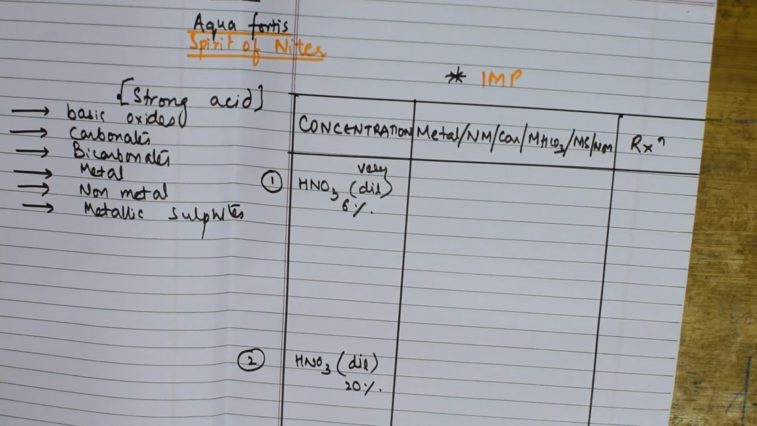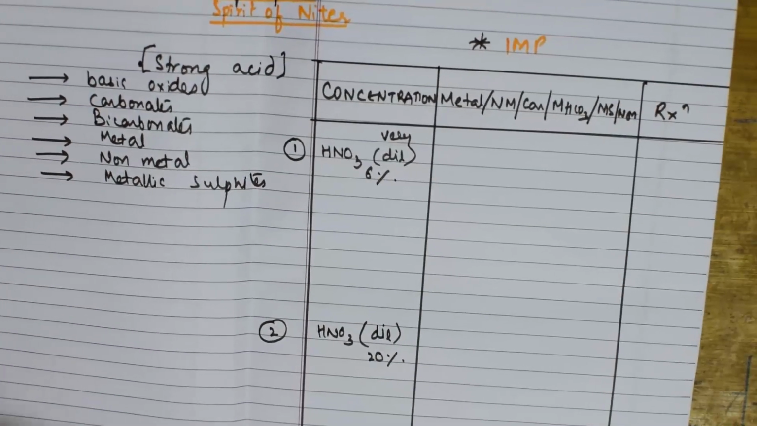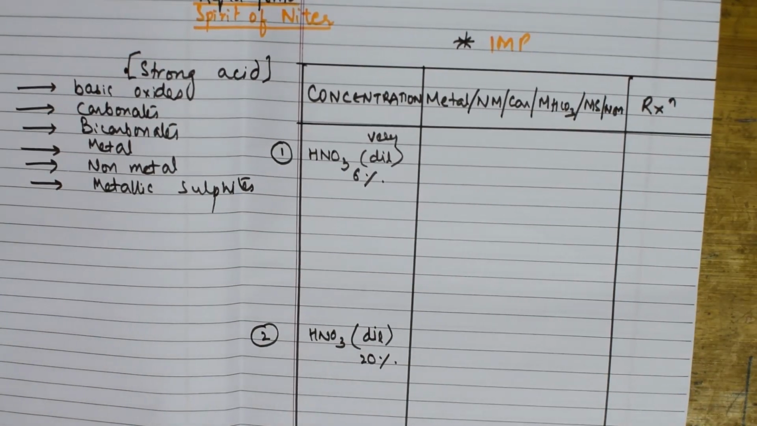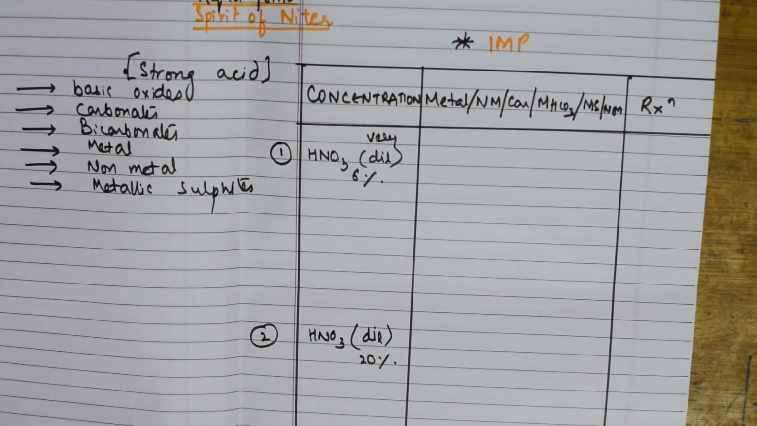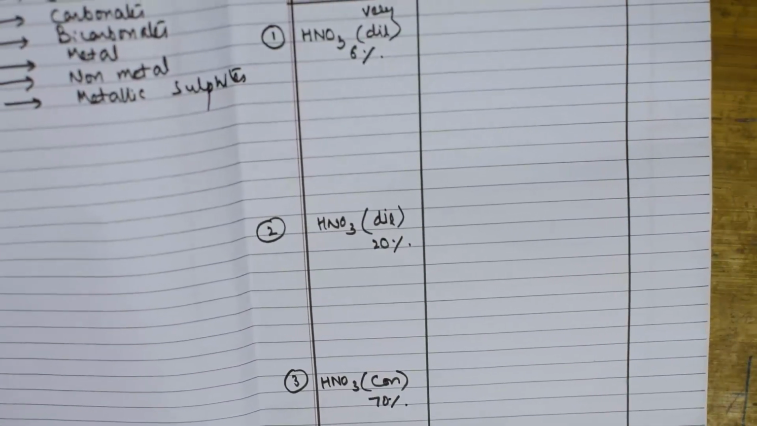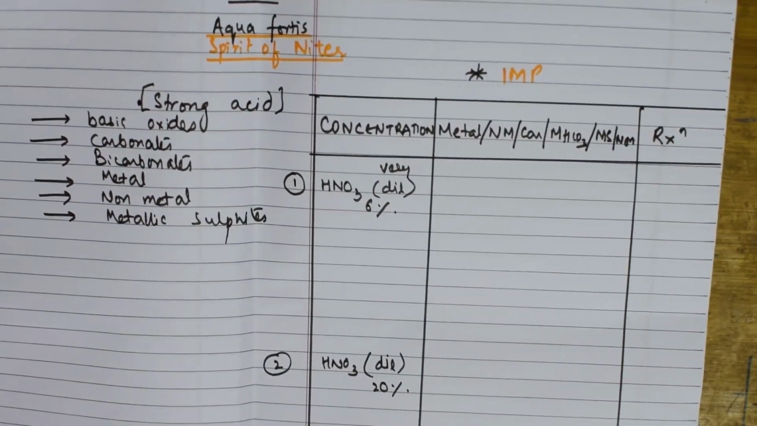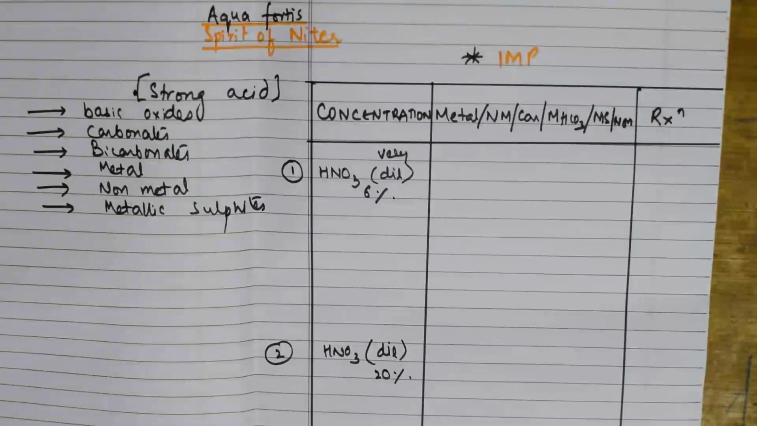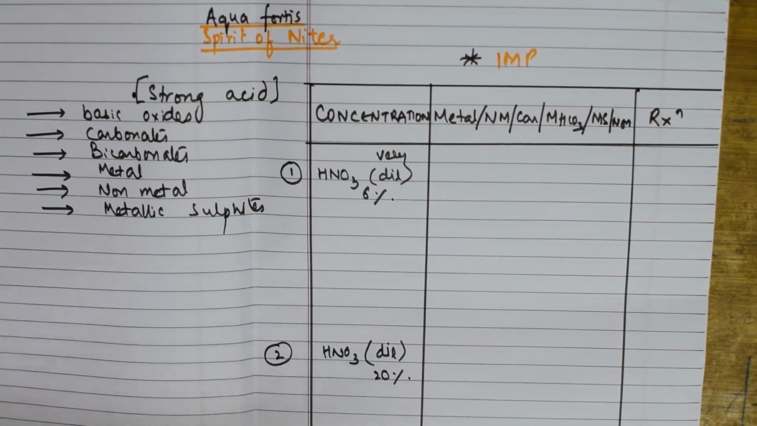Next, the third one, I'm going to take nitric acid which is concentrated. How much is the nitric acid here? 70%. So all three criteria are done: very dilute, dilute and concentrated. Let me take the third one and show it to you. I've written it as concentrated nitric acid. Right, students? So first of all, whenever I take the very dilute nitric acid, what products do we get?